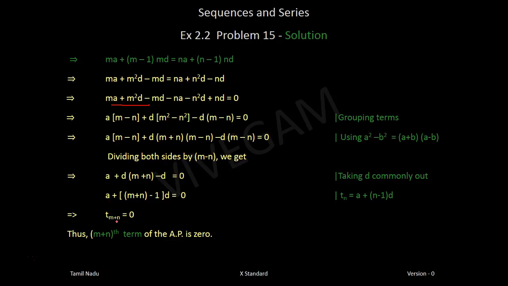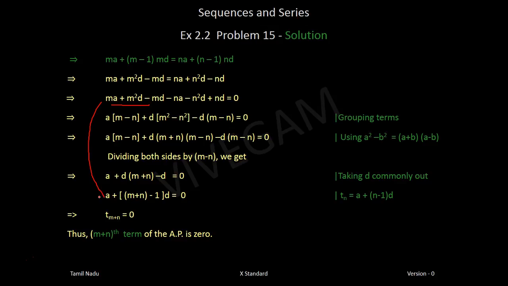T of m plus n equal to 0. This is what you want to prove. But what is T of m plus n? That is a plus m plus n minus 1 into d. So that is what we are trying to do. You will have to club all the a terms together, club all the d terms together, and see whether you can get something close to this.